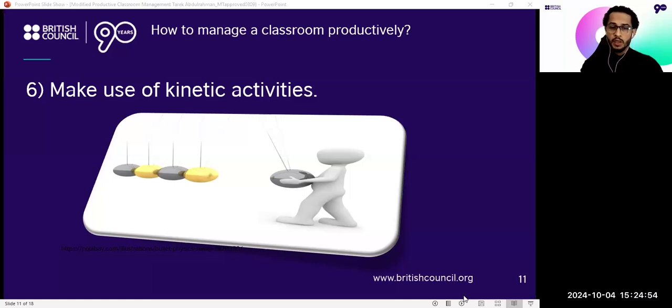Okay. Now let me move to number seven and the seventh tip that we have for classroom management. Let me change this slide.